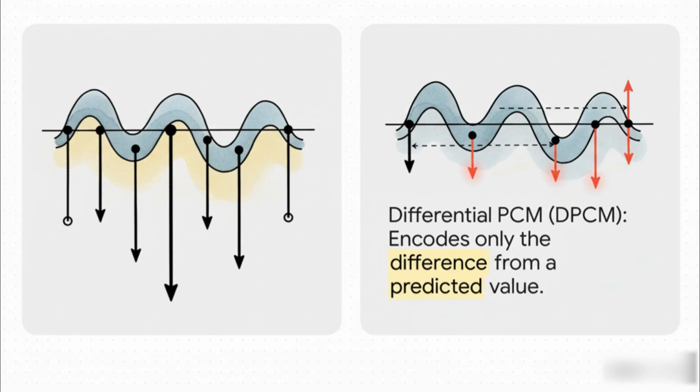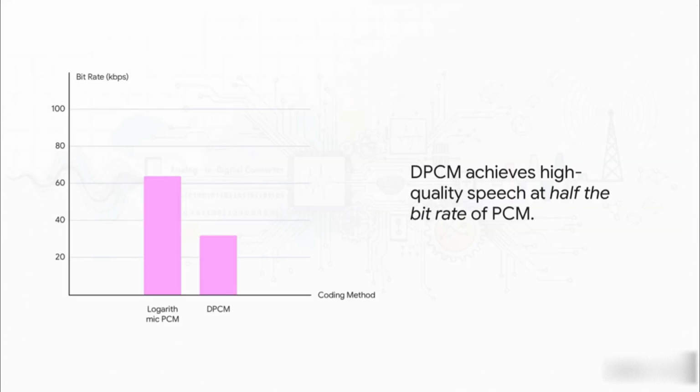PCM is like describing a car's exact GPS coordinate every second. DPCM just says it moved 5 feet forward. Way more efficient. And the results really do speak for themselves. Just look at the data rates here for high-quality speech. Logarithmic PCM needs about 64 kilobits per second, but DPCM, by just smartly encoding the differences, gets you pretty much the same quality while chopping that data rate completely in half, down to just 32 kbps. That's a huge leap forward.